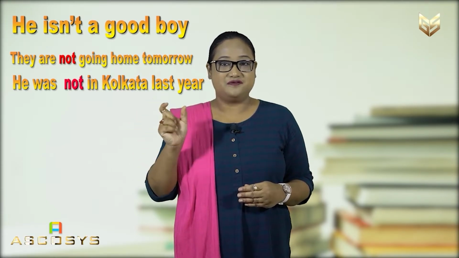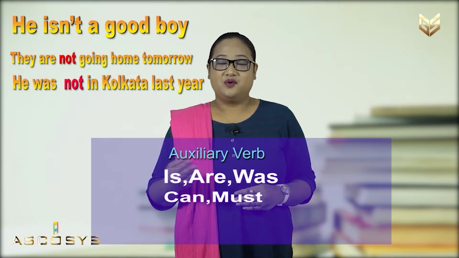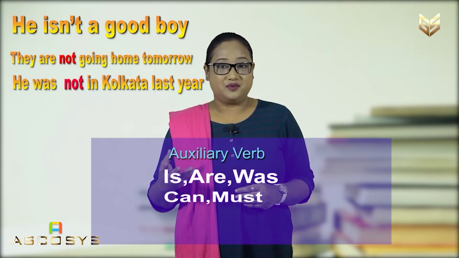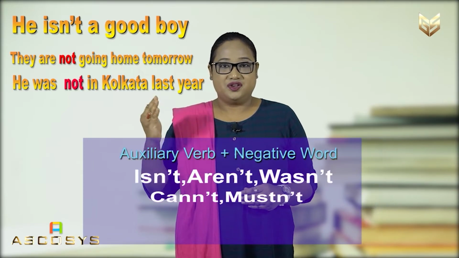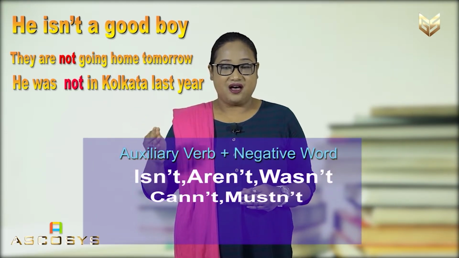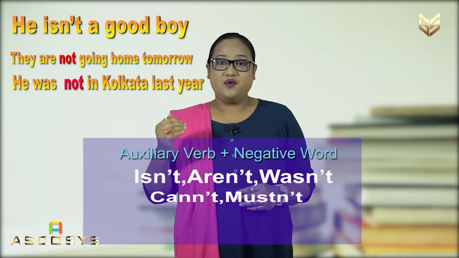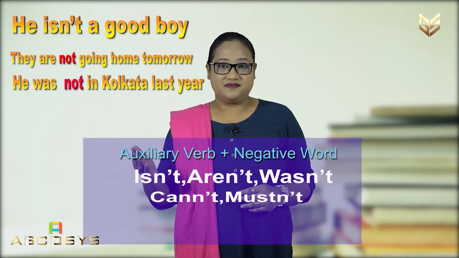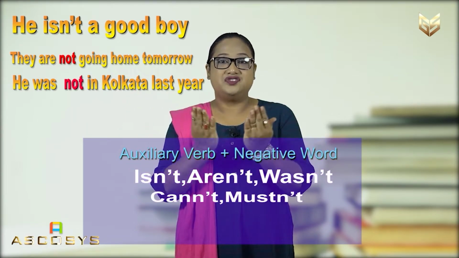What have you noticed? That the negative word is placed after the auxiliary verb. What do you call an auxiliary verb? Otherwise, a helping verb, right? So, you add the negative after the auxiliary or the helping verb. Now, when you add the negative after the auxiliary verb, you can join them.